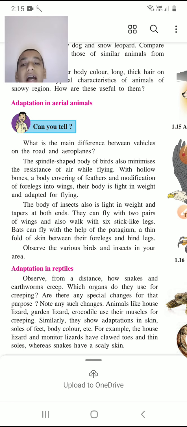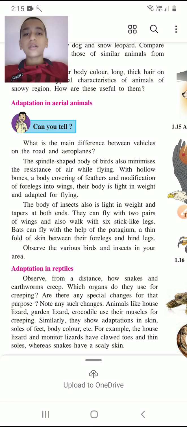Bats can fly with the help of the patagium, a thin fold of skin between their forelegs and hind legs. Observe the various birds and insects in your area.